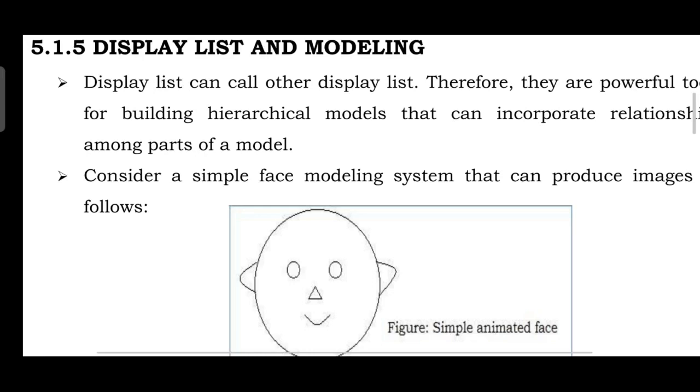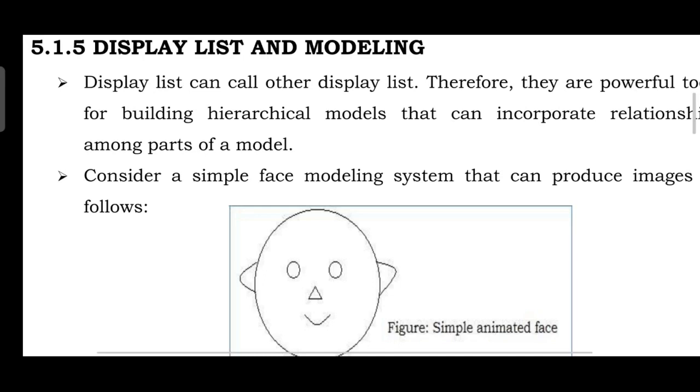There are two display modes, right? One is immediate mode and the other one is the retained mode. Along with GL call list, the mode to be specified: the name of the display list followed by mode of execution. There are two modes available: GL compile, which refers to the retained mode, and GL compile and execute, which refers to the other one, immediate mode.